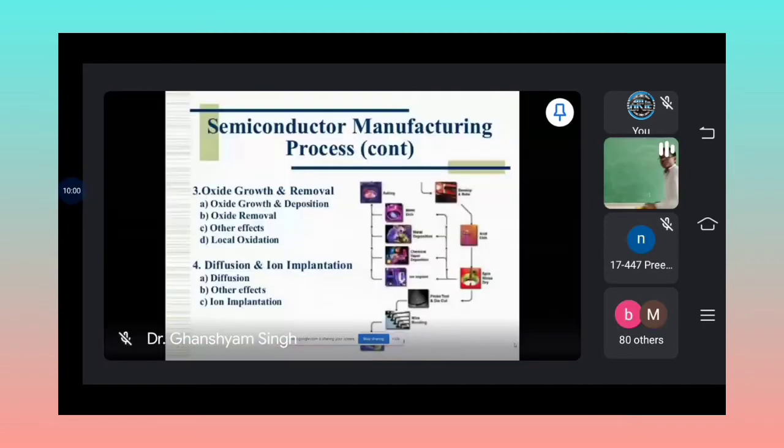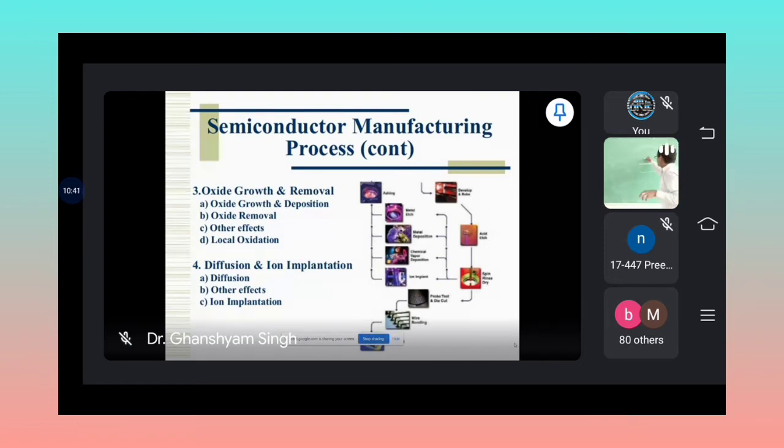Now I will share my PPT on the semiconductor manufacturing process, which I have already described on the blackboard also. The manufacturing process involves fundamental processing steps. 1. Silicon manufacturing. It contains three parts: A. Czochralski technique, B. Wafer manufacturing, C. Crystal structure. Then the second step, photolithography. It also contains three steps: A. Photoresist, B. Photomask and reticles, C. Patterning.